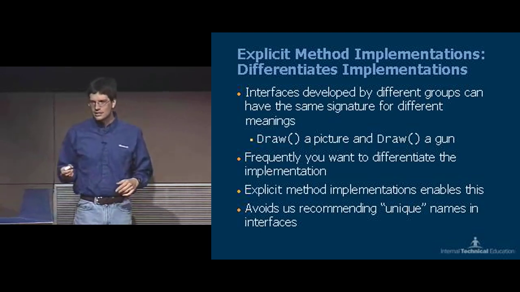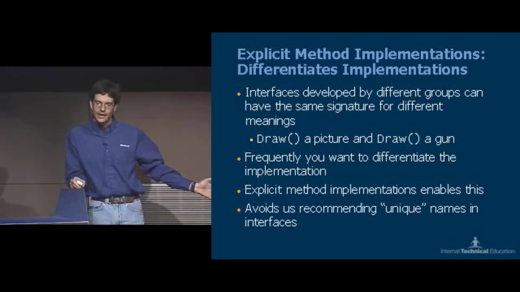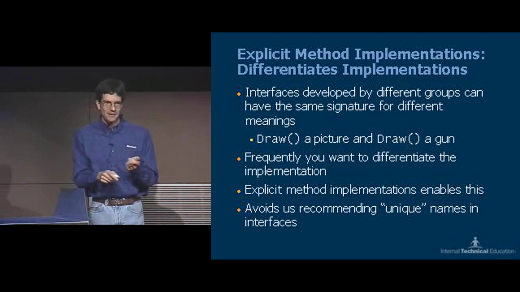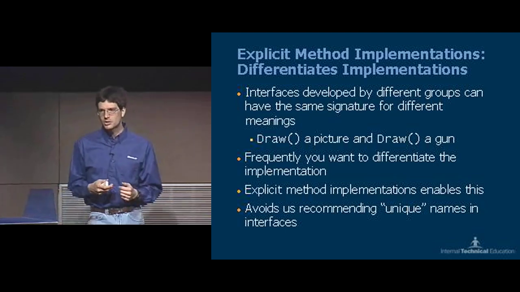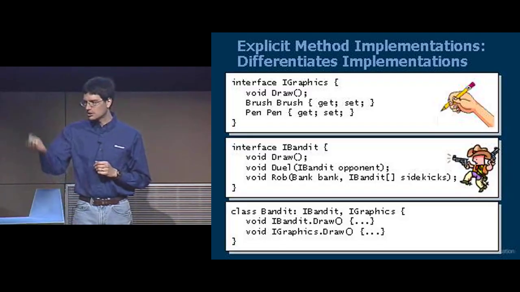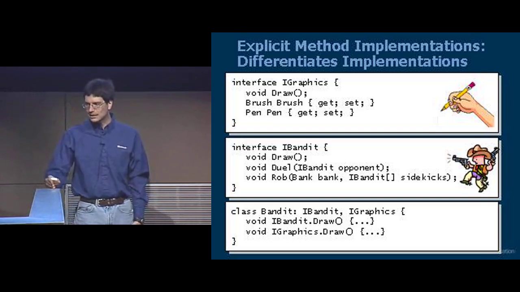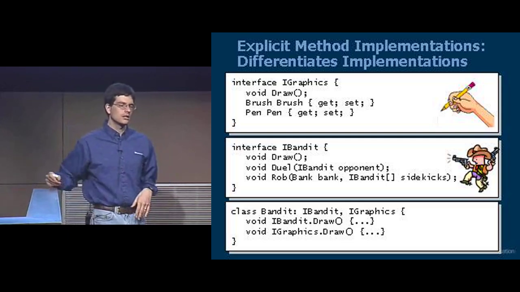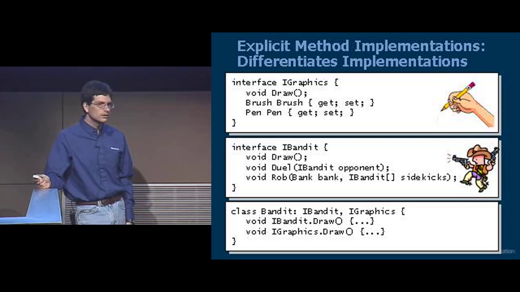So for example, say I have one interface that has a Draw in it, meaning draw a picture, and another interface that has Draw in it, meaning draw a gun. I probably have wildly different implementations of those two members, right? So I want to have a way to actually differentiate those two things. And so this is just an example of that. So I have IGraphics and IBandit, and then I have this Bandit class that implements both of those. And I'm able to provide distinct implementations of these two things because I have this explicit implementation support.